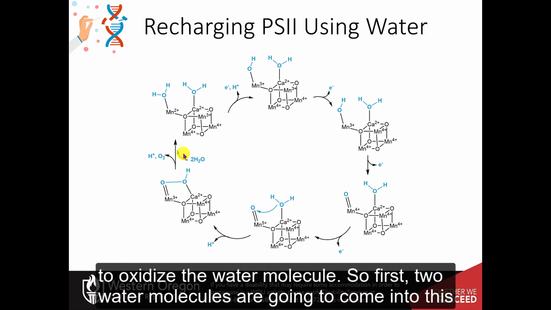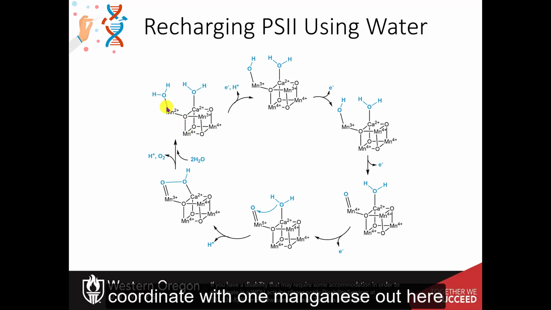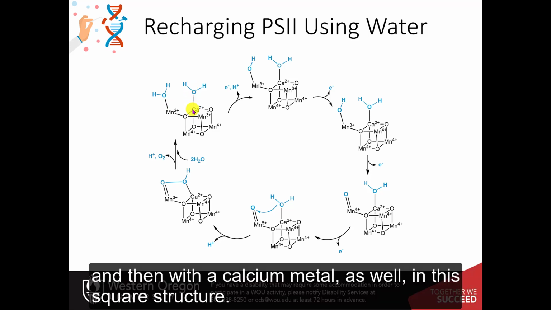So first, 2 water molecules are going to come into this system, and they're going to coordinate with the manganese center. You can see they coordinate with one manganese out here, and then with the calcium metal as well in this square structure.